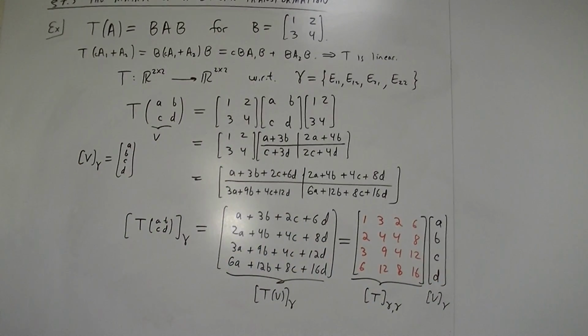I have a question. What if we do row reduction on T gamma gamma? I don't know. I imagine interesting things might happen.